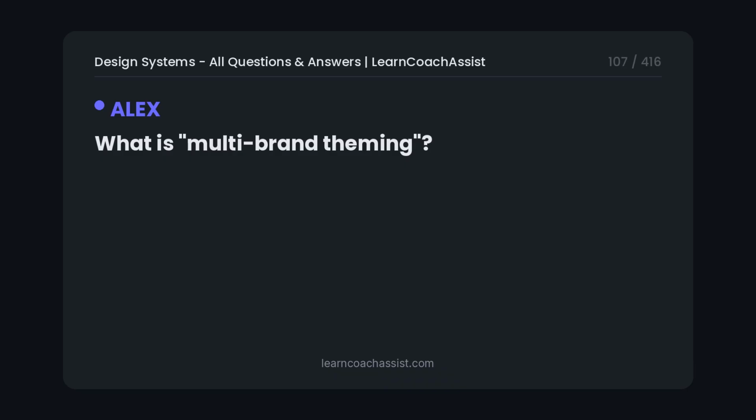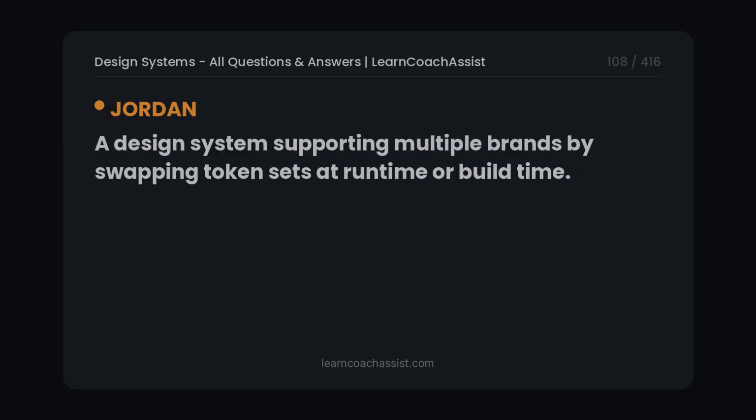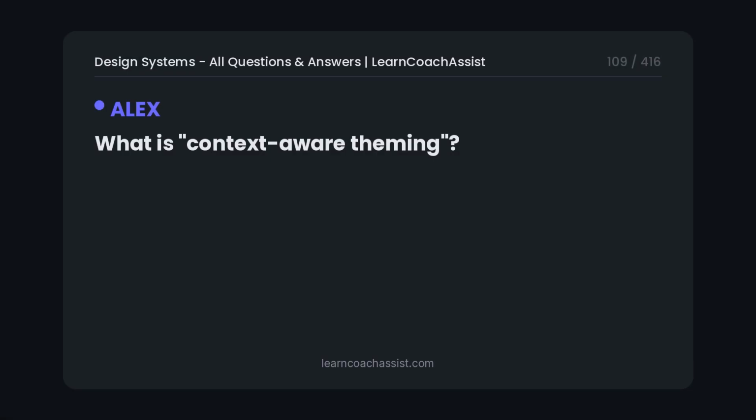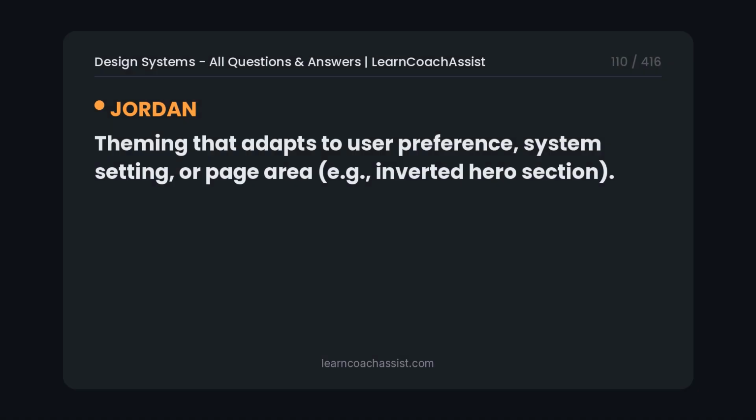What is multi-brand theming? A design system supporting multiple brands by swapping token sets at runtime or build time. What is context-aware theming? Theming that adapts to user preference, system setting, or page area, e.g., inverted hero section.